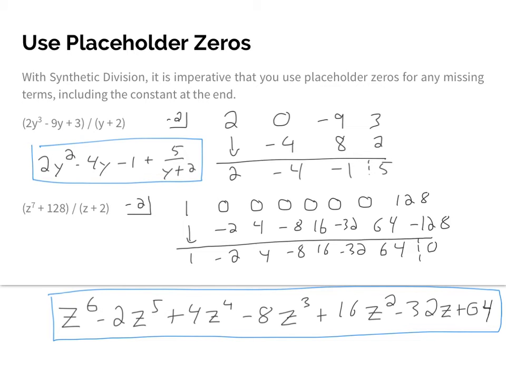Bet you didn't think it was going to work out nicely, but as a matter of fact, z plus 2 is a factor of z to the 7th plus 128. So after having 1, 2, 3, 4, 5, 6 placeholder zeros in between, we end up getting this long polynomial, z to the 6th minus 2z to the 5th plus 4z to the 4th minus 8z cubed plus 16z squared minus 32z plus 64. So there you go. It works. Pretty incredible.